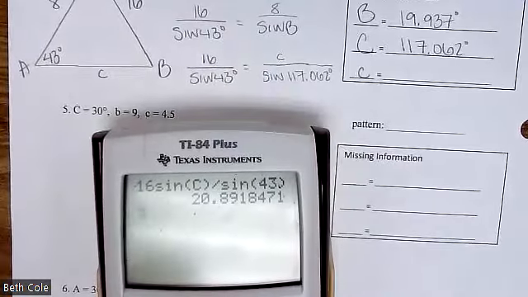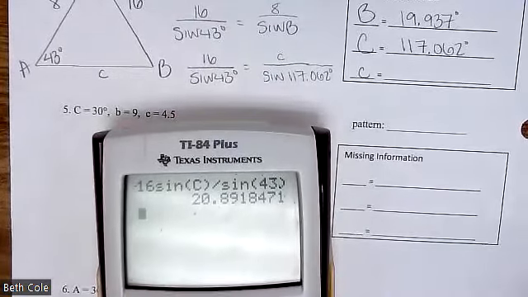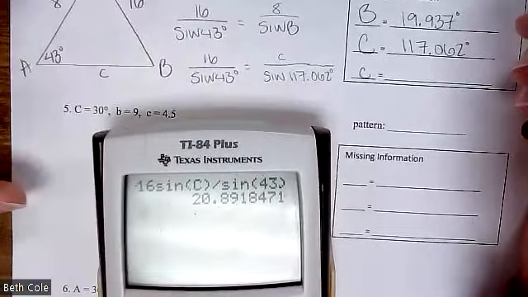That should be a larger answer because C was the larger angle. And yeah, that makes sense. 20 is bigger than 8 and 16.